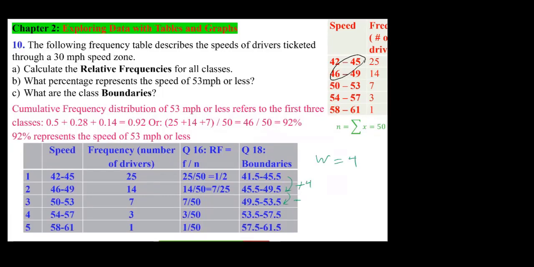If I add 4, I get 53.5. I don't have to recalculate it using the midpoint. That's easier this way. And of course, to get to the first one, to get to this number, I subtract 4 from 45.5. In other words, let's just write it here. 45.5 minus 4, that gives us this number. There's not a lot of calculation involved because you know the width.